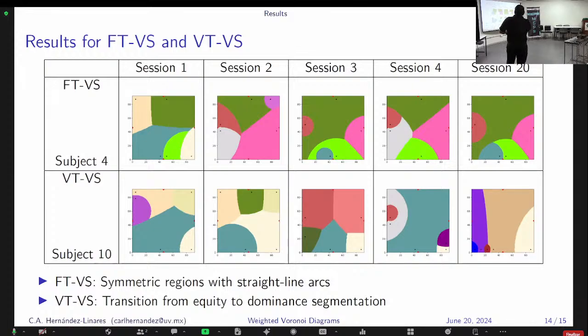In this case, there are symmetric regions with straight line arcs here and here. That means that the weights of the generator points are equal. So in the final session, we know that there are no straight lines. Then there are regions more important, and the weights are different.